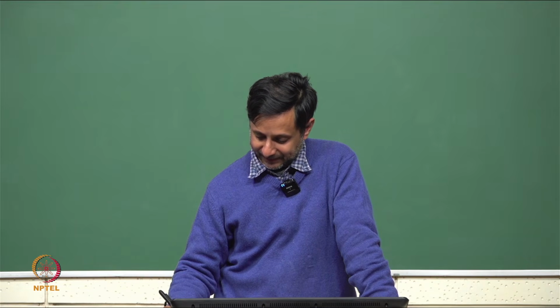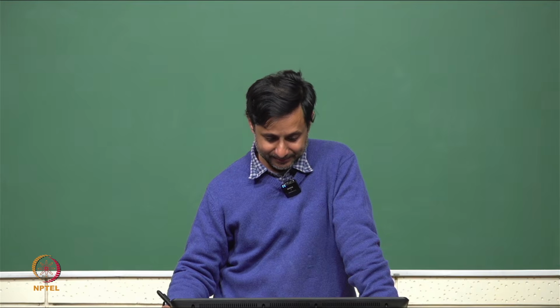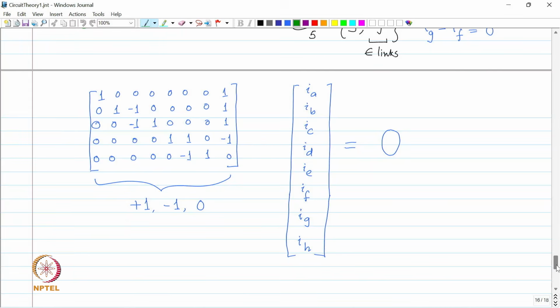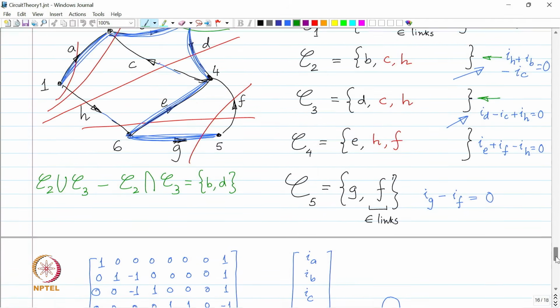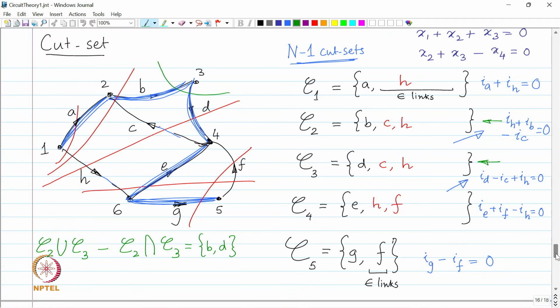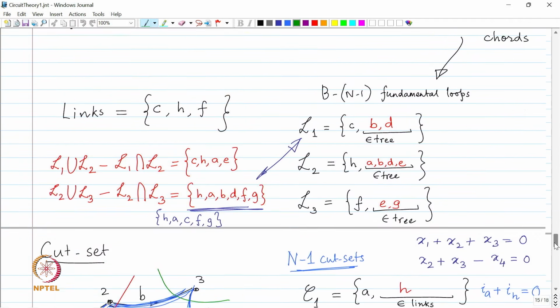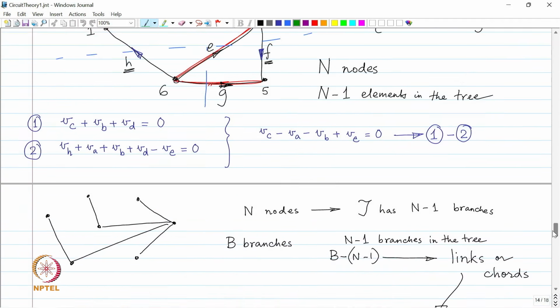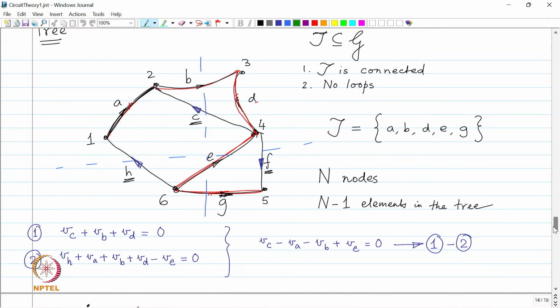This is our third lecture in circuit theory, and we have been discussing graph theory, right? We learnt quite a few things in graph theory. We learnt first of all a graph, then we talked about the tree, right? A tree has how many elements? N minus 1, where the graph had n nodes.